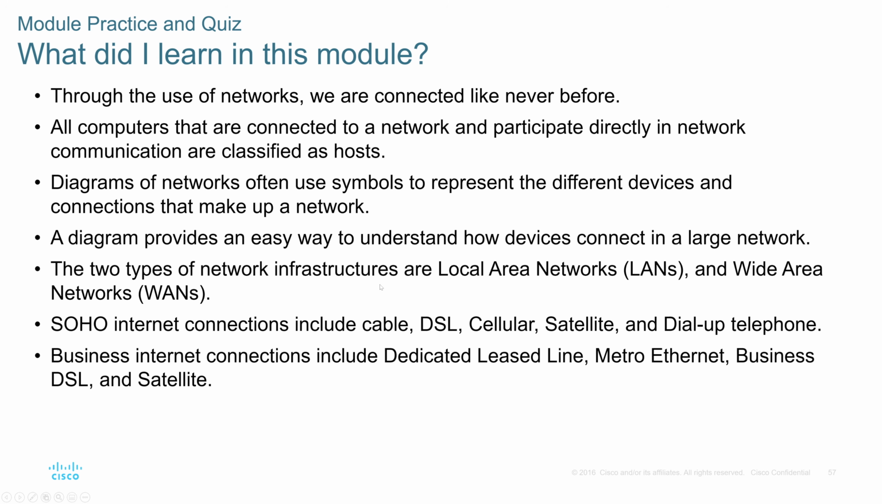The two types of network infrastructures are local area networks (LANs) and wide area networks (WANs), and you should know how they are different from each other. SOHO internet connections include cable, DSL, cellular, satellite, and dial-up telephones. Business internet connections include dedicated leased lines like T1 lines, metro internet, business DSL, and satellite.